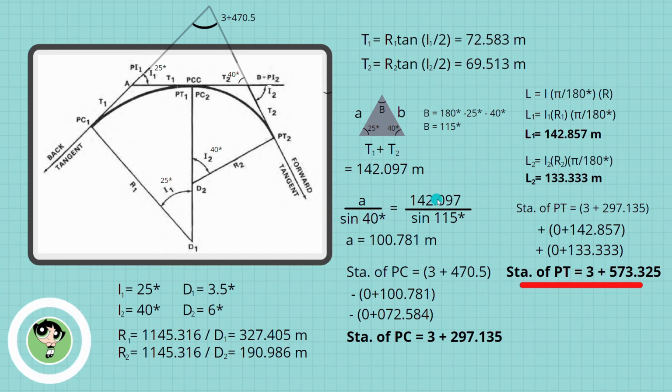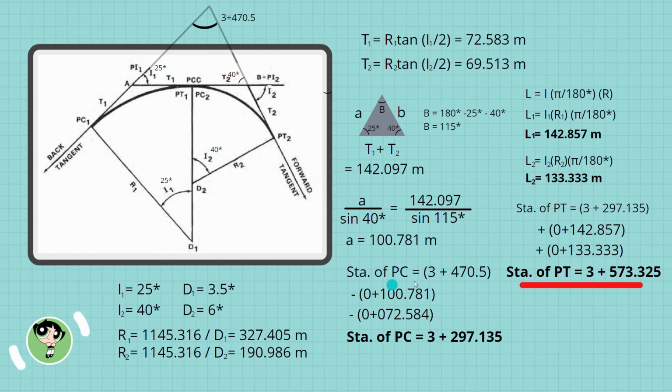Next, we do a cross multiplication. Cross multiplying, A is sine 40 degrees times 142.097 over sine 115 degrees. Plugging this into the calculator, we will get a value of 100.781 meters. So, that is our A. We only need to find A, so we will not solve for B.